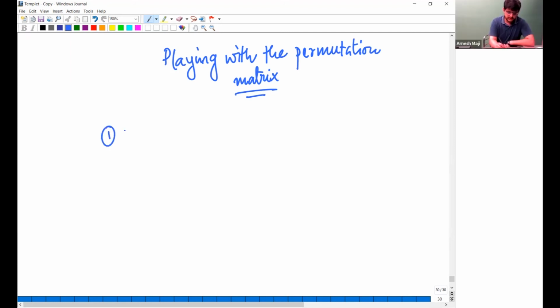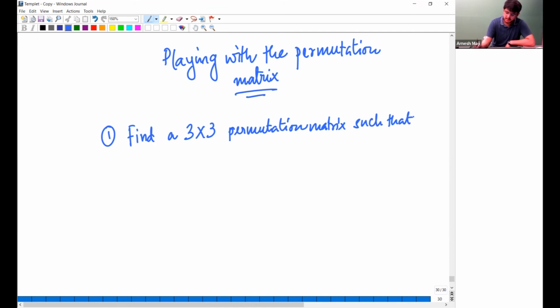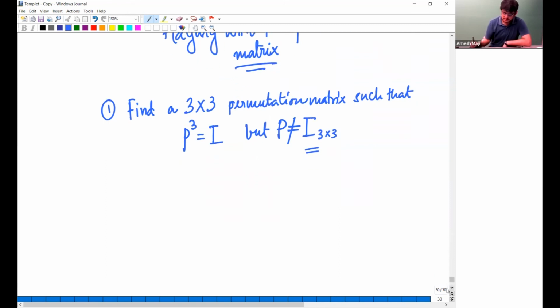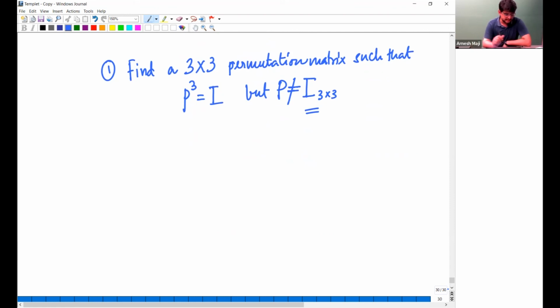So let me ask you a question. Find a 3 cross 3 permutation matrix P such that P cube is I, but P is not identity. Here I is the identity matrix of third order, 3 cross 3 identity matrix. How can you find this? So let me show you an example, like how can we find it. So let us see.